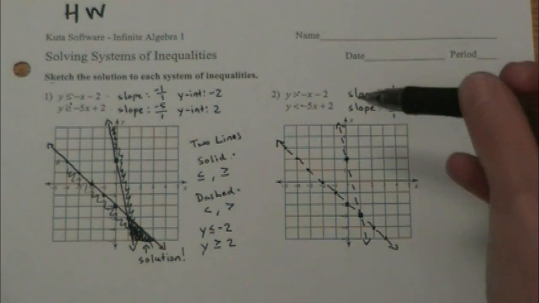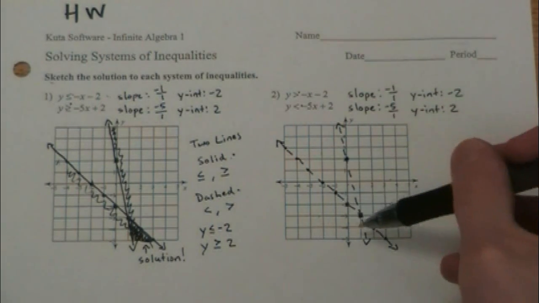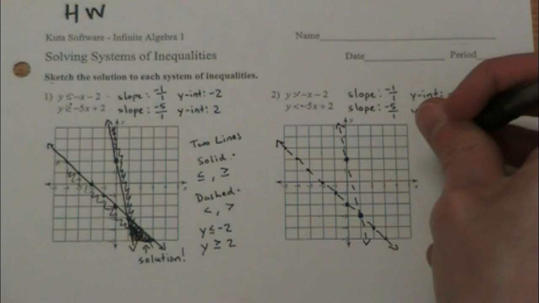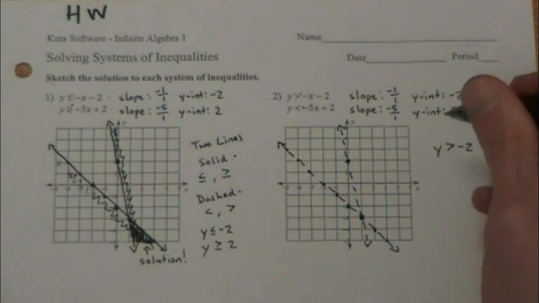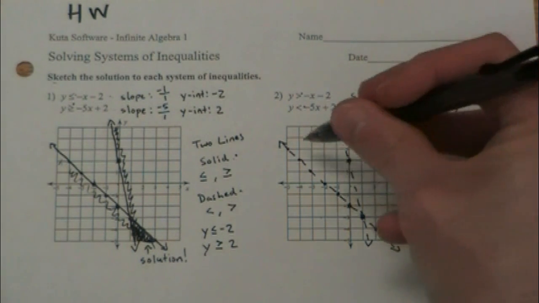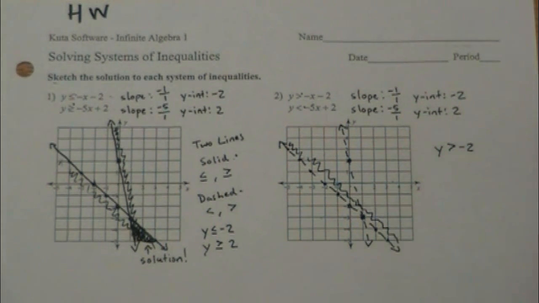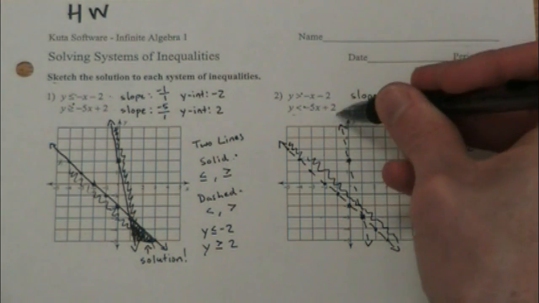Now we have to figure out the solution. We have to figure out the shaded region. Again, these 4 areas are going to determine where the shaded region is. Again, we're going to use that y-intercept. So we're going to say y is greater than negative 2. So there's negative 2. And what is greater than negative 2? Everything above it. So you're going to shade slightly above that line. Okay, not the whole thing. Do not shade the whole thing.